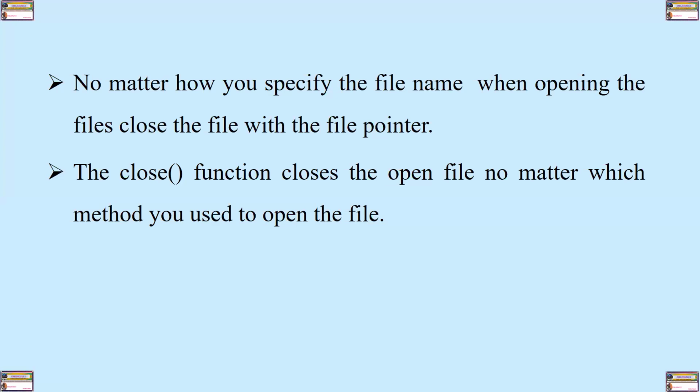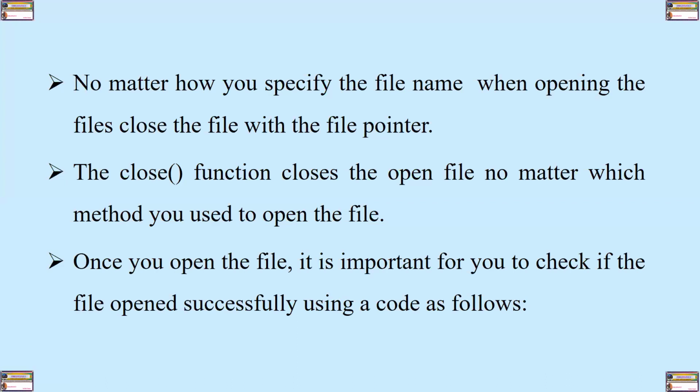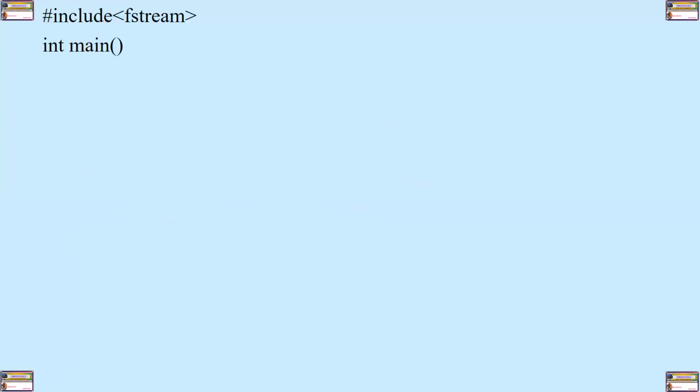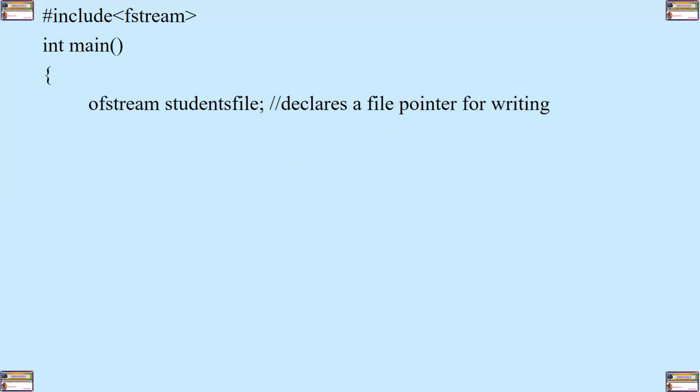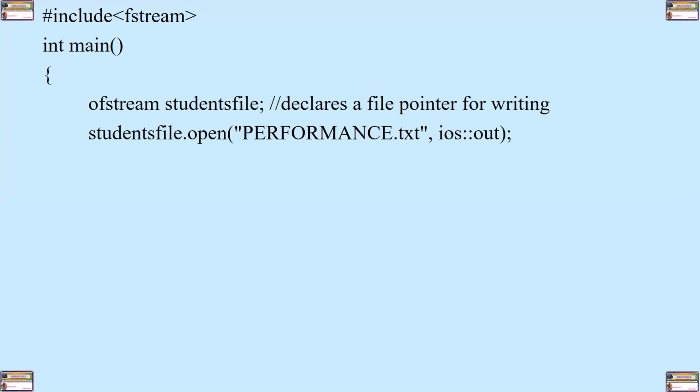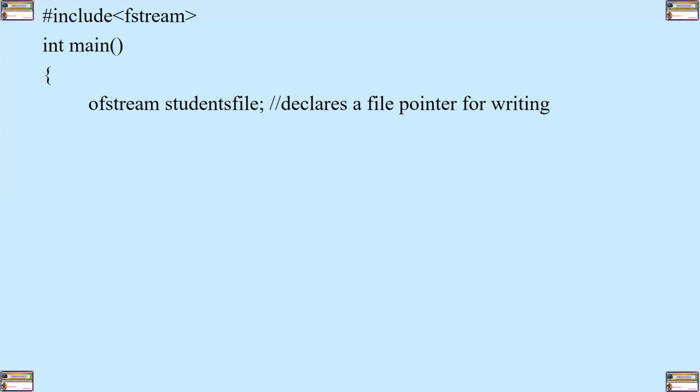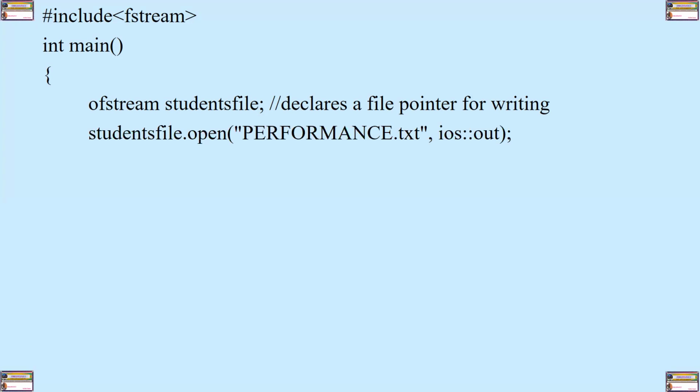Once you open the file, it is therefore important for you to check if the file opens successfully using some code. For example, hash include fstream, then we have our main function there, and then of course we have declared a file pointer for writing. And then we open our file. And this statement is for opening the file, just as you have seen, and your file is performance.